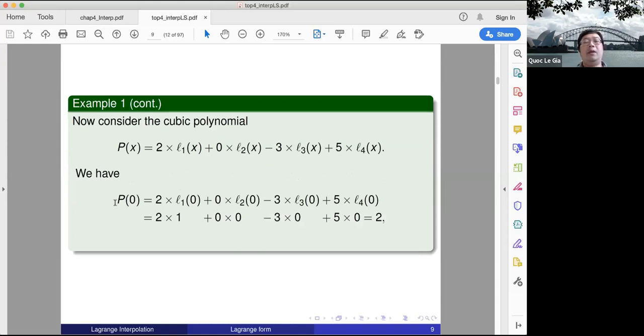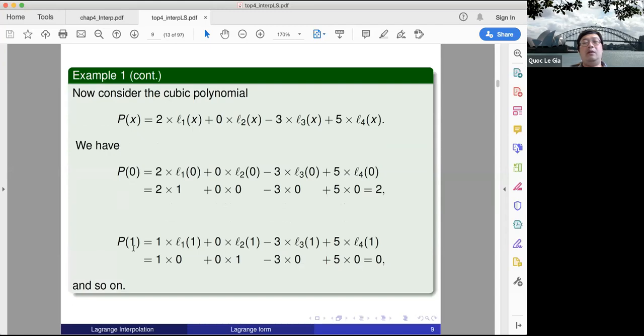So for P0, you put in L1 at 0, L2 at 0, L3 at 0, L4 at 0, and only L1 at 0 equals 1. L2 at 0 equals 0, so you get 2. And P1 is the same. You put in L1 at 1 equals 0, so it cancels. Only L2 equals 1, so it equals the data point.